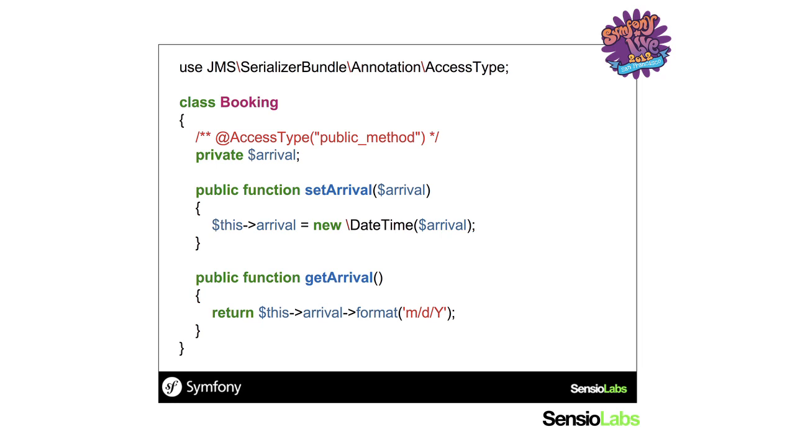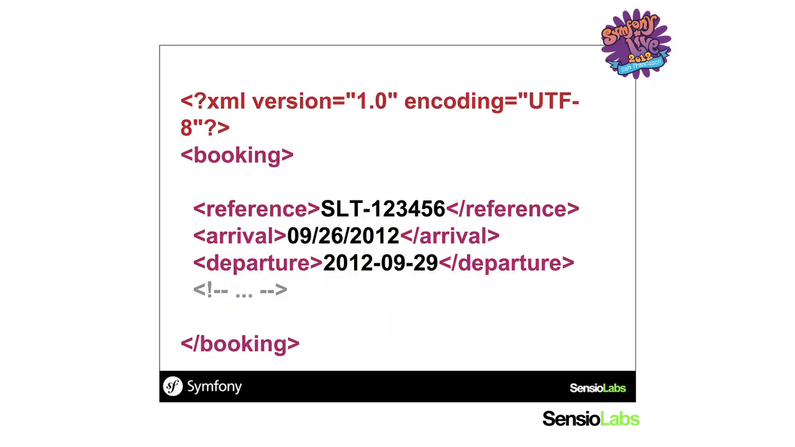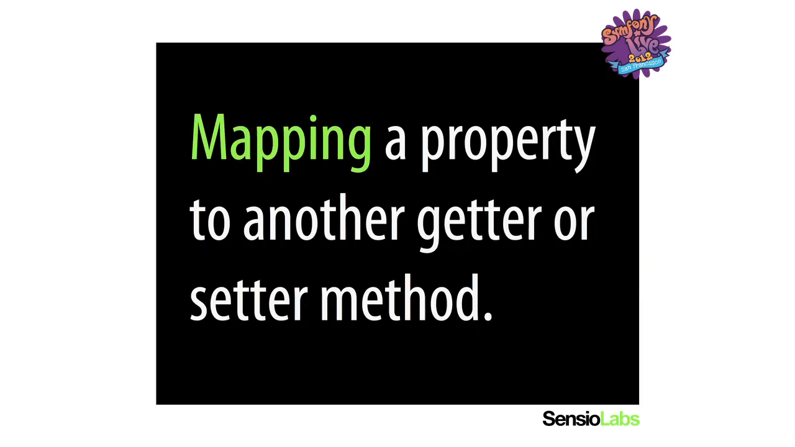For example, when I serialize the arrival property, I want to have this arrival value formatted with month/day/year. And when I recreate the PHP object from the XML string, I will ask the serializer to call the setArrival method, because by default it will introspect the object using reflection. So if I serialize the object, my arrival property is formatted with month/day/year.